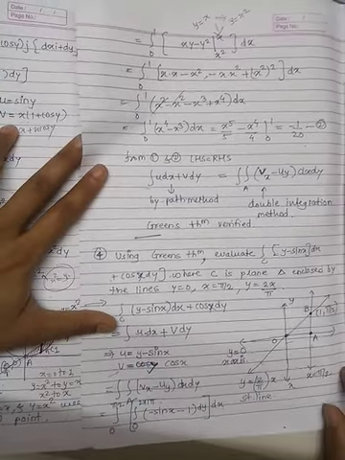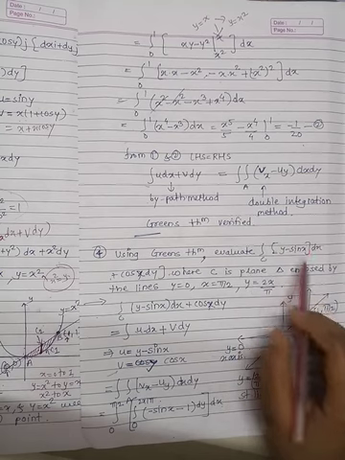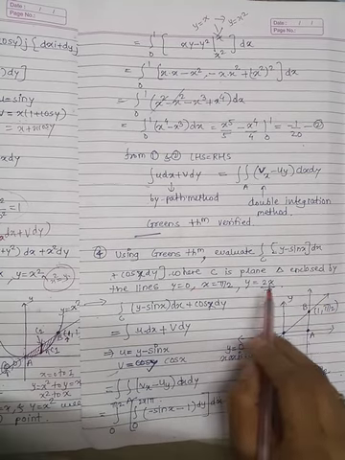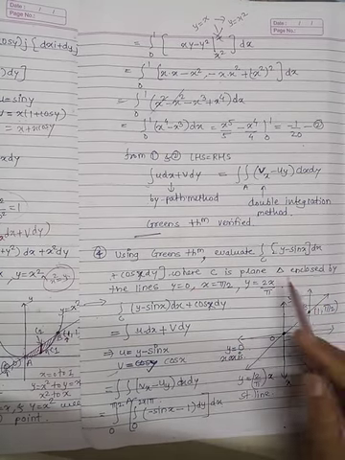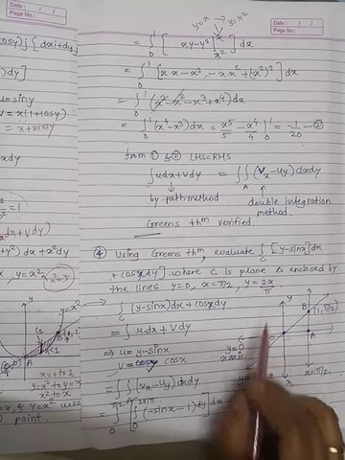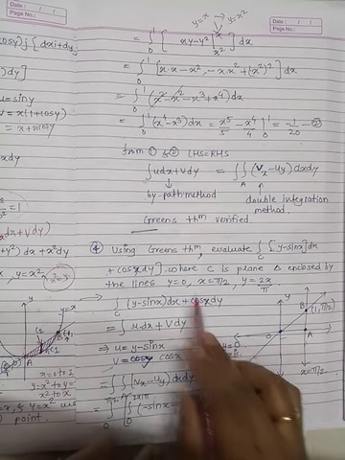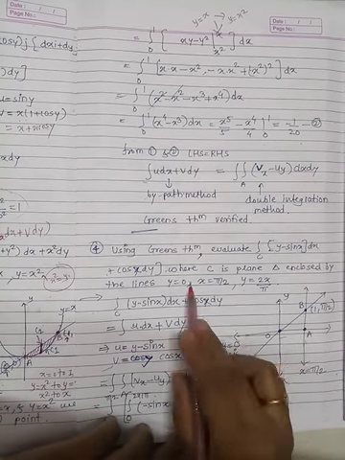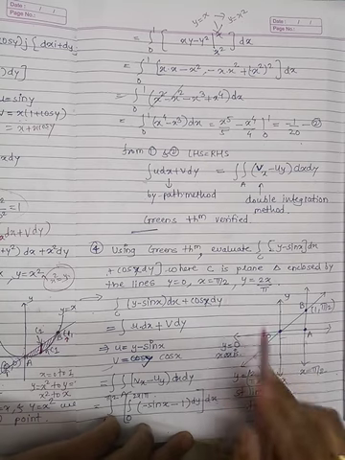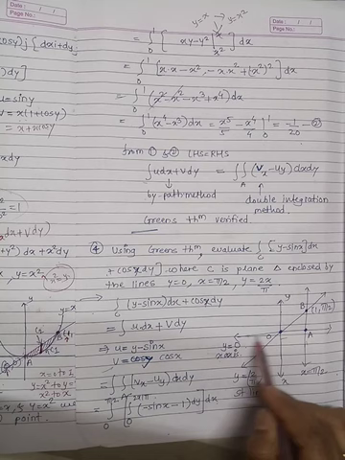Then the next example: using Green's theorem or Green's lemma, evaluate this integration. The integration is given and the curve C is given, which is a triangle enclosed by y equal to 0, x equal to pi by 2 and y equal to 2x by pi. Here y equal to 0 means the x axis. Draw this triangle first using these lines. So y equal to 0 means the x axis, this is your first line.